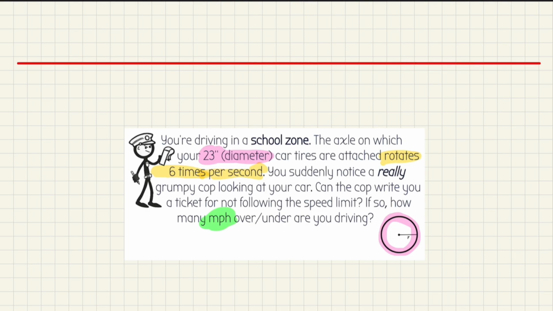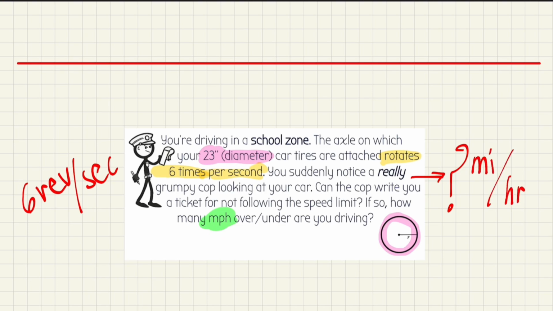So I'm going to start this off like the last example, and we're going to acknowledge what rate we're starting with, which is 6 revolutions, 6 rev per second. And I want to figure out how many miles per hour we're traveling. Then we could figure out if we're going to get a ticket or not. So I'm going to start off with 6 revolutions in 1 second.